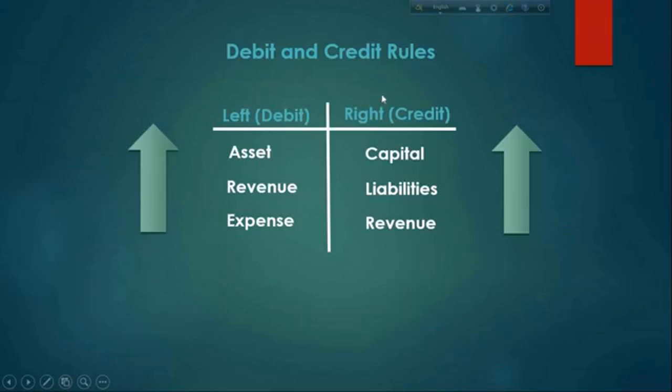Debit and credit rules. If asset, drawings, expense are increasing, then it will be debit, and debit always stays on the left side. On the other hand, if capital, liabilities, revenue are increasing, then it will be credit, and credit always stays on the right side.